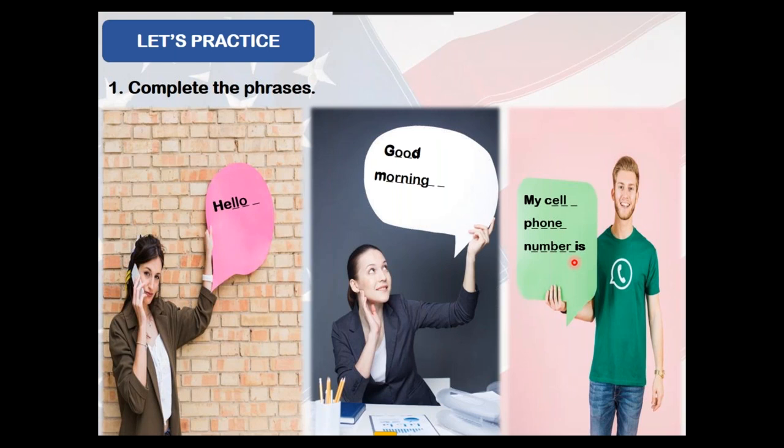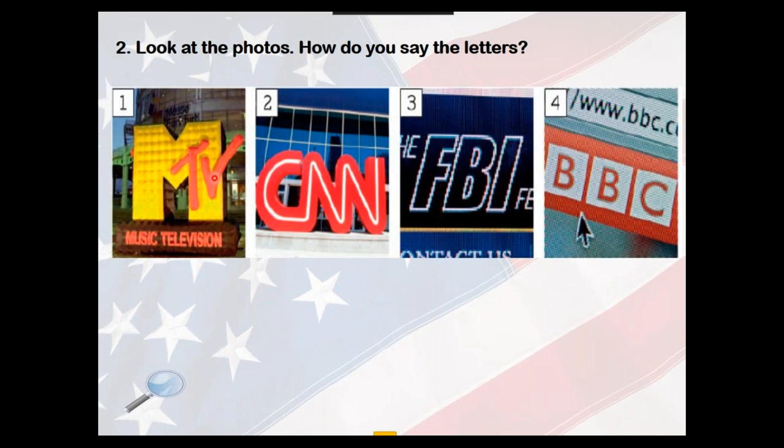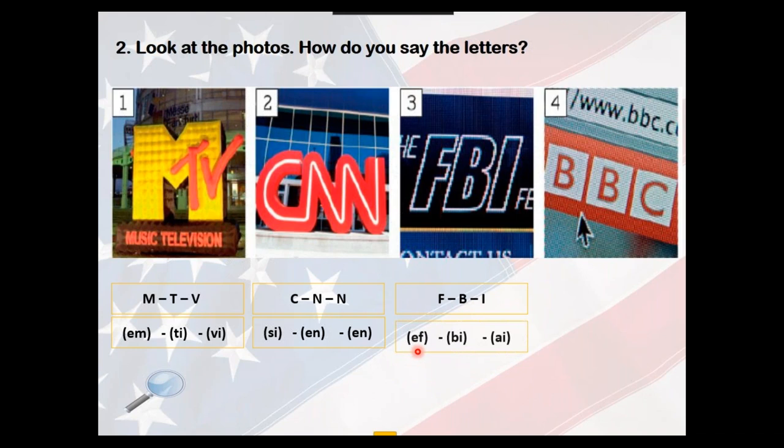Look at these photos and how do you say these letters? For example, picture number one, MTV. And what is the pronunciation? MTV. Correct. Number two. How do you say? CNN. Look at the pronunciation. Number three, FBI. Yes. Four, BBC. Look at the pronunciation. BBC.